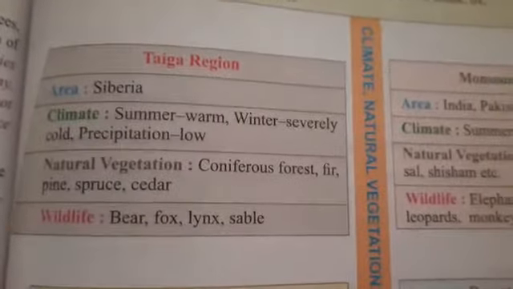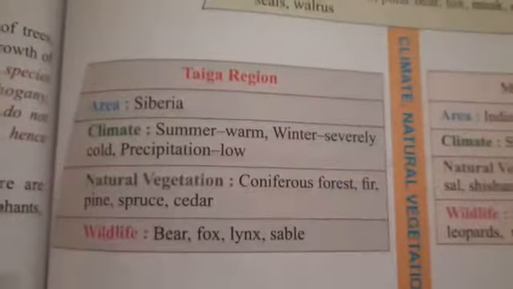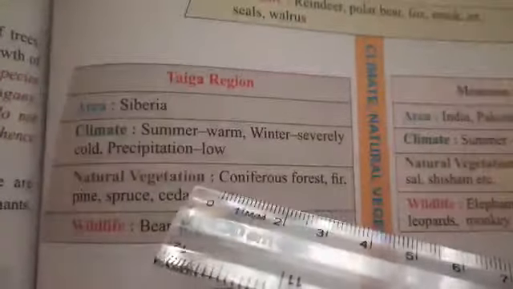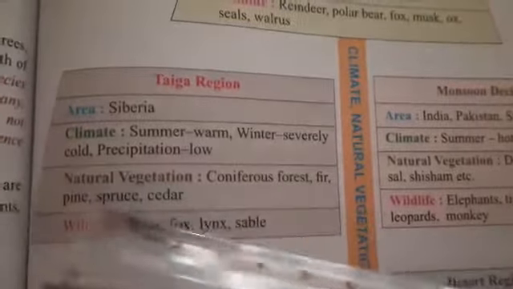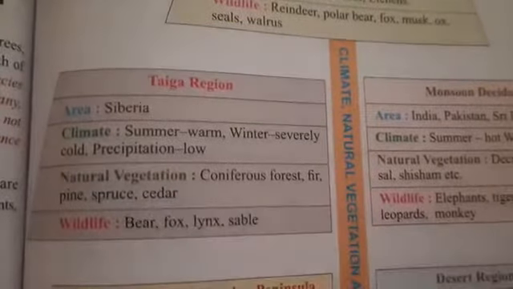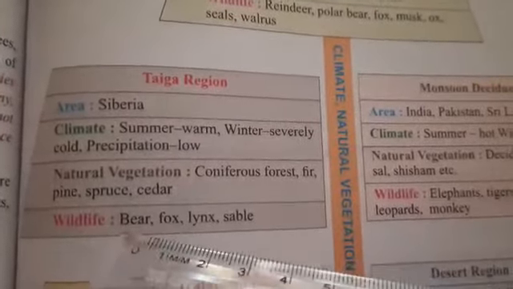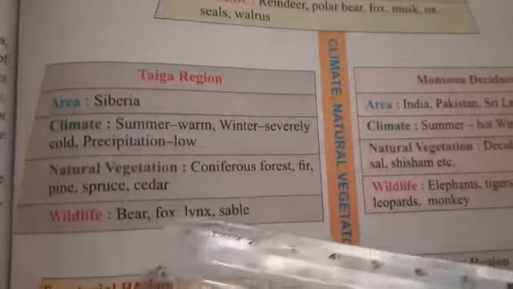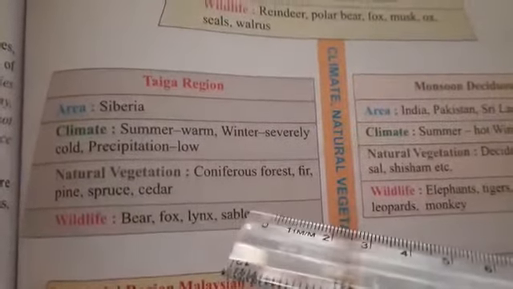Now coming to the taiga regions, which cover the area of Siberia. The summers are warm, winters are severely cold, and it has low precipitation. The vegetation found here is coniferous forest: fir, pine, spruce and cedar. The wildlife found here are animals like bear, fox, lynx and sable. So these are the different animals found in the taiga regions.